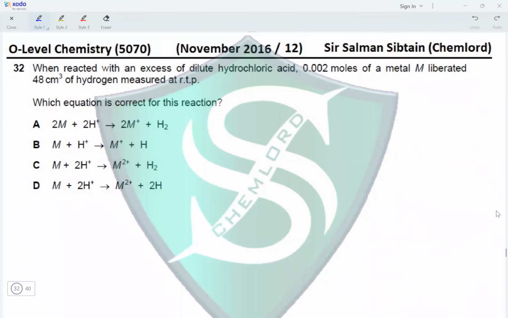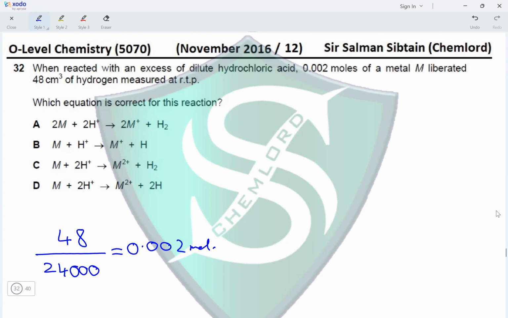Question 32. When reacted with an excess of dilute hydrochloric acid, 0.002 moles of a metal M liberated 48 centimeter cube of hydrogen measured at RTP. Which equation is correct for this reaction? So the moles of metal is 0.002 and the moles of hydrogen can be calculated by dividing 48 by 24,000 cm cube, which is the volume of 1 mole of any gas at RTP.